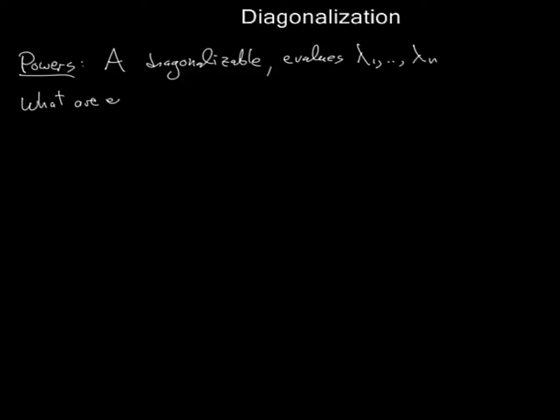All right, I want to conclude with an application: computing powers and eigenvalues of powers. Suppose A is a diagonalizable matrix with eigenvalues lambda 1 through lambda n. I'd like you to tell me what the eigenvalues of the power of A are. A to the k, if you multiply it times itself k times. Can you tell me what the eigenvalues of this product are?